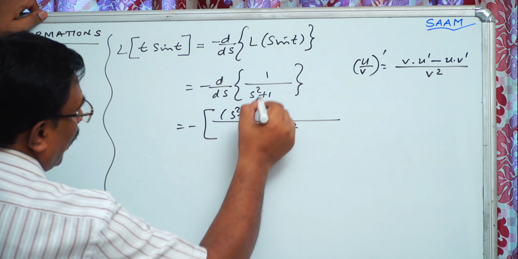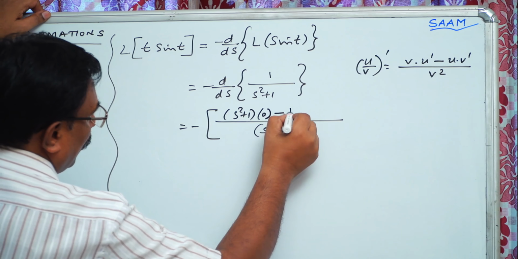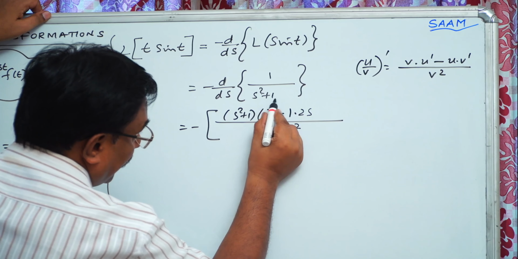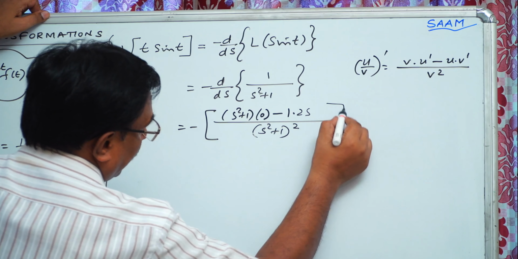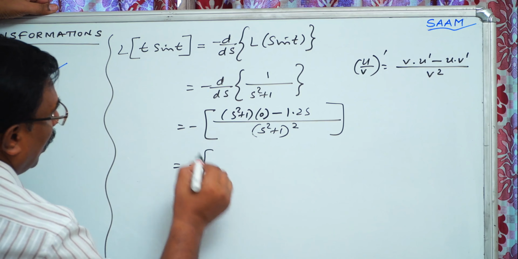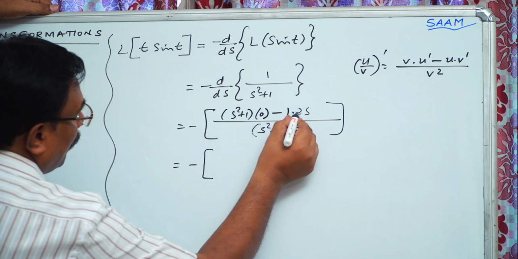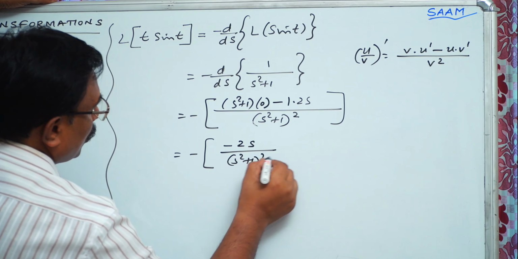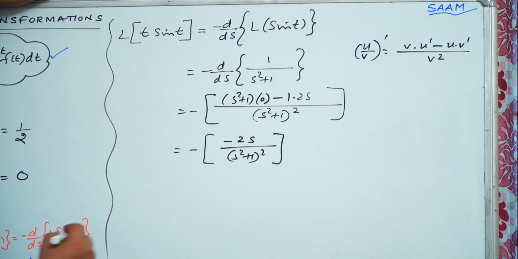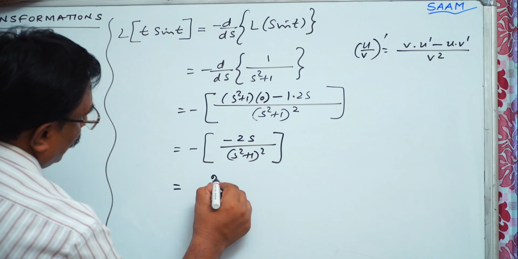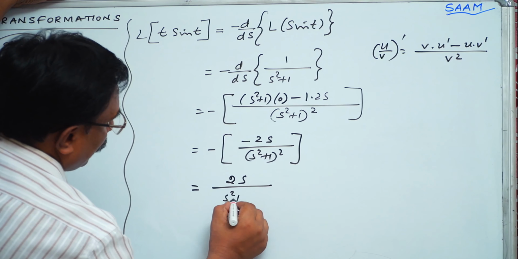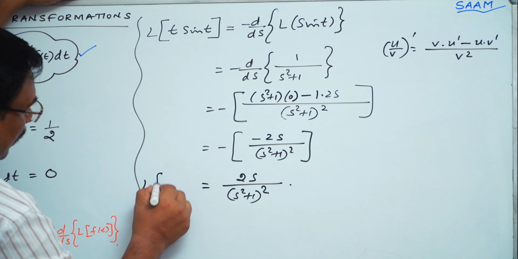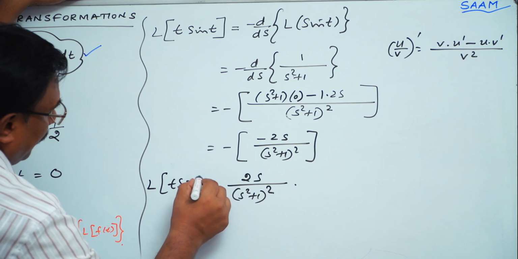The derivative of 1 is 0, minus 1 dot the derivative of s square, which is 2s. The derivative of plus 1 becomes 0. Then I can stop here. Minus of 0 minus 2s, so minus 2s divided by s square plus 1 whole square, is equal to 2s divided by s square plus 1 whole square. This is actually Laplace of t sin t.